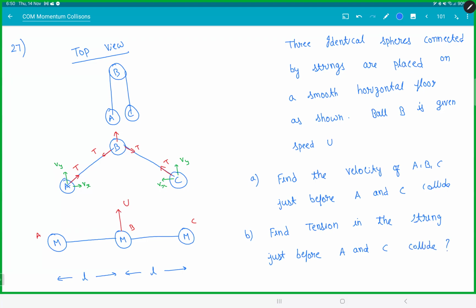Is the question making sense, everyone? Is the diagram clear?